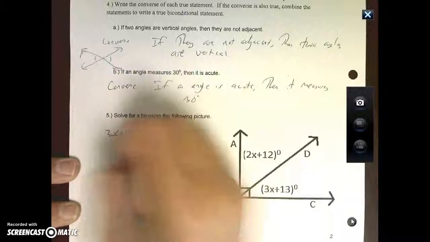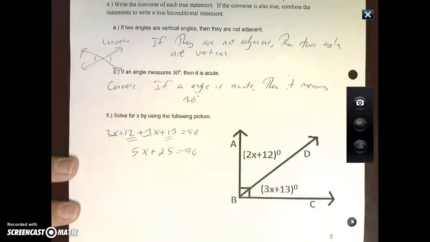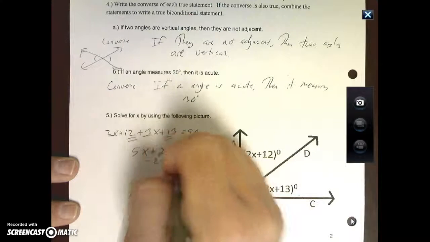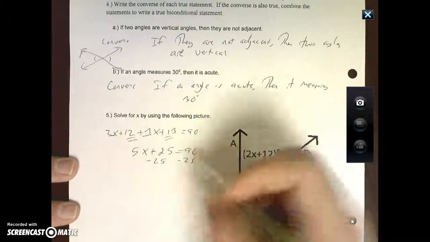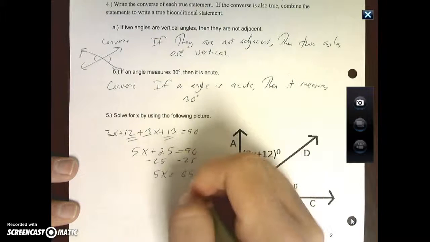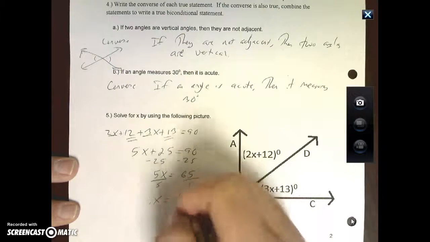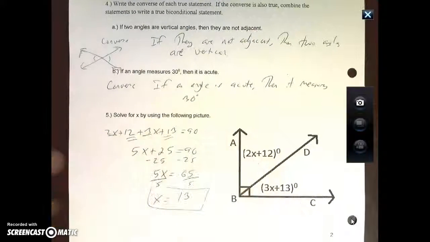Combine like terms. 5x plus 25 equals 90. Subtract 25 from both sides, again, where the equal sign's at. 5x equals 65. Divide both sides by 5. X equals 13. Now, just in good practice, check your directions again.